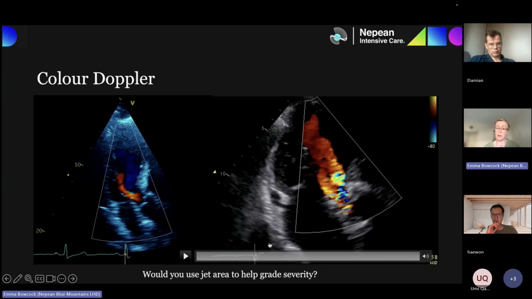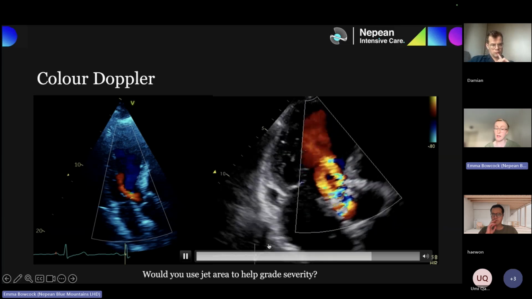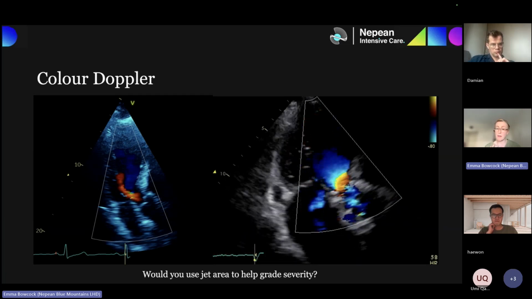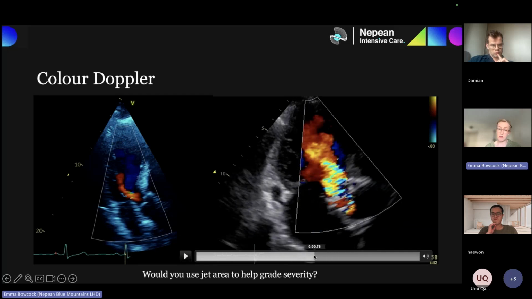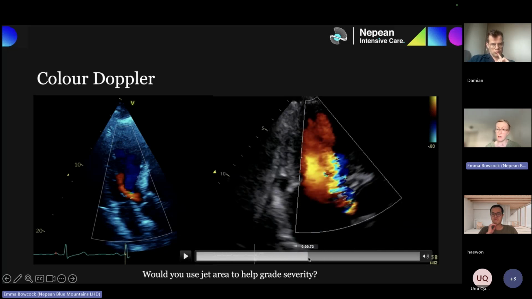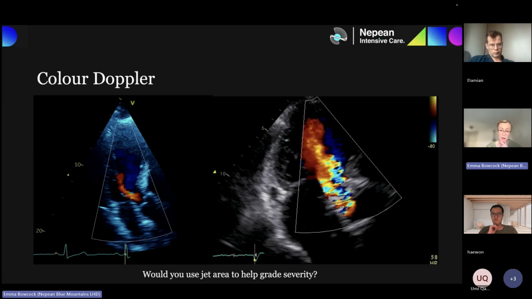So it's an important point, and they do emphasize that a fair bit in the British guidelines, especially about not using jet area to grade severity. And here we can see, in contrast to the mild AR, someone with severe aortic regurg, where we've got a significant proximal flow convergence.